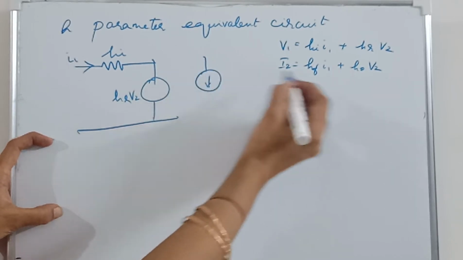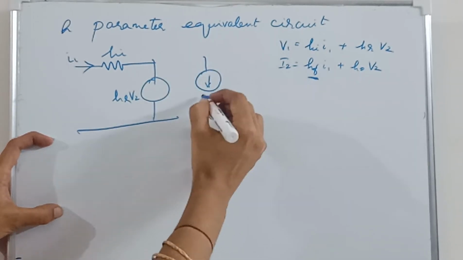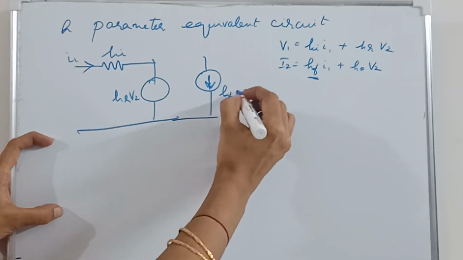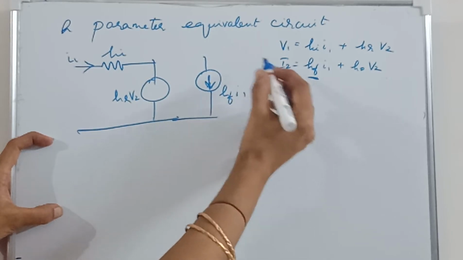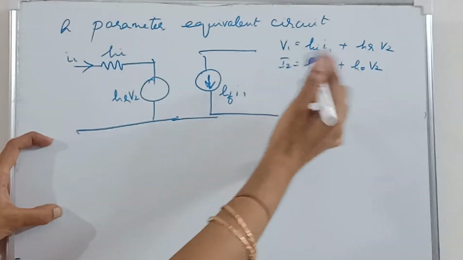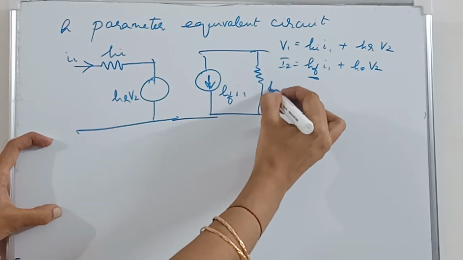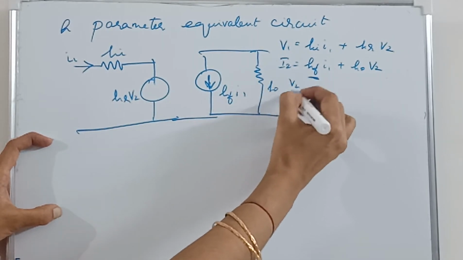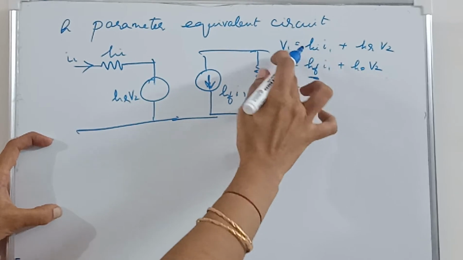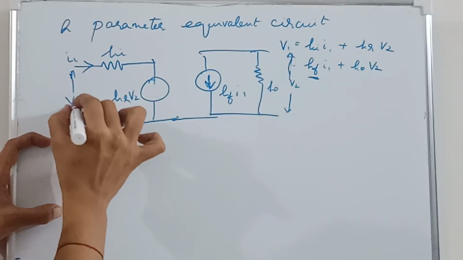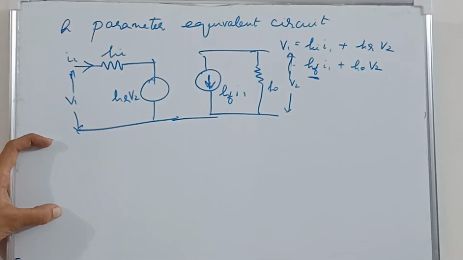The next one, for the second port, is a current gain. So current gain you will denote with the arrow symbol. This will be HF I1, and we have an HO. HO will come in parallel. This will be your output V2, and this will be our input V1.